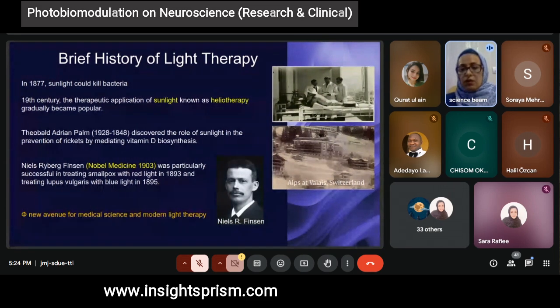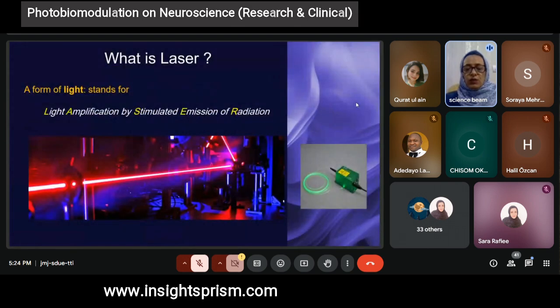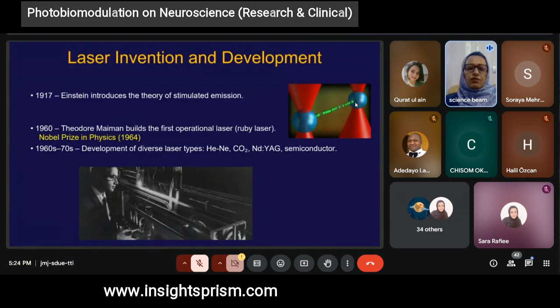Now let me give you a brief story about what a laser is, and some specific parameters, and about its place in science and medicine. You know that the laser is a kind of light. It stands for light amplification by stimulated emission of radiation. Einstein introduced the theory of stimulated emission, after the establishment of quantum mechanics and the discovery of the particle concept of light, called the photon.